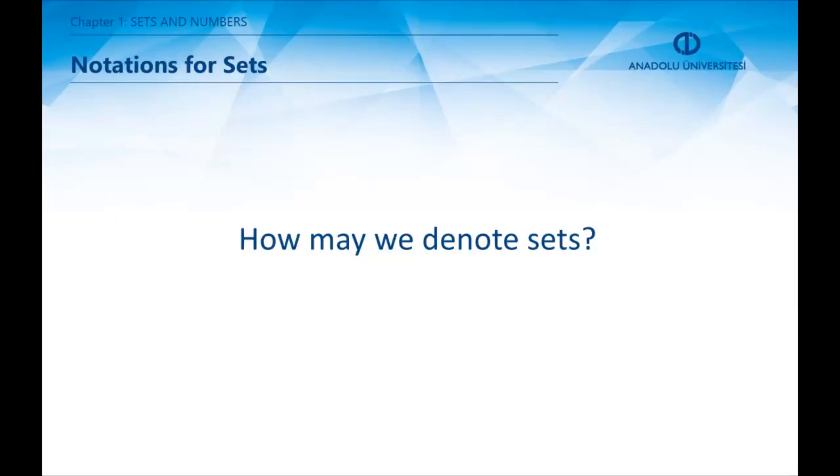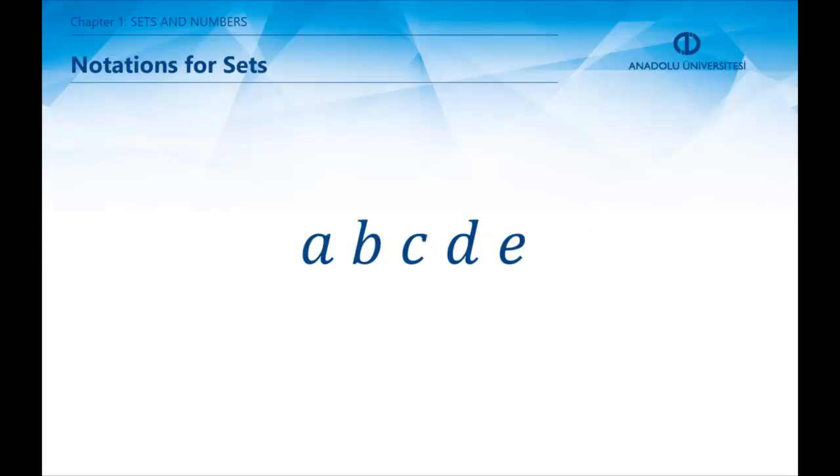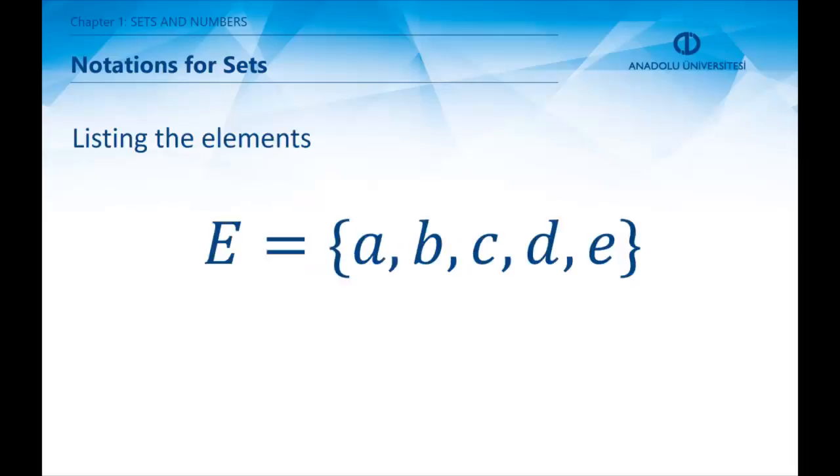So how do we denote sets? We have three ways of denoting sets. The first one is the listing of its elements. Consider the first 5 letters of the English alphabet. Now, if we put commas in between these letters and put these letters inside curly braces, we use this notation, the listing of the elements of the set E. So this is the listing of the elements.